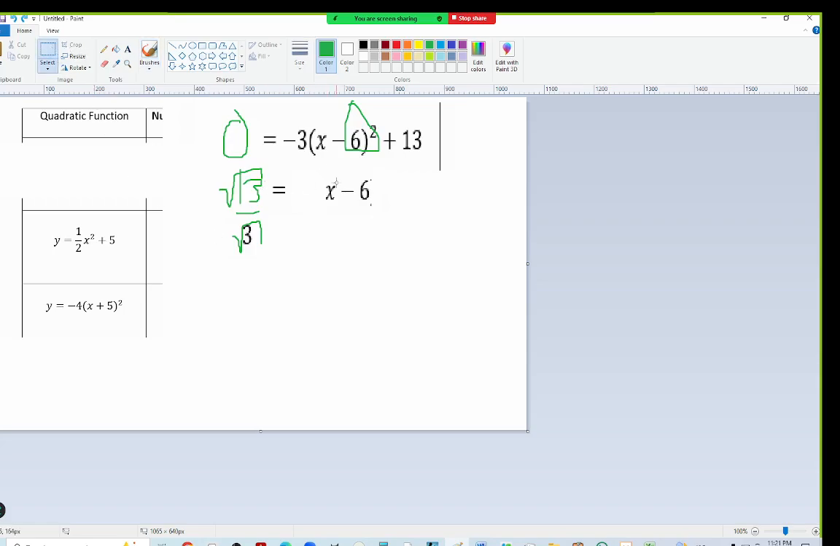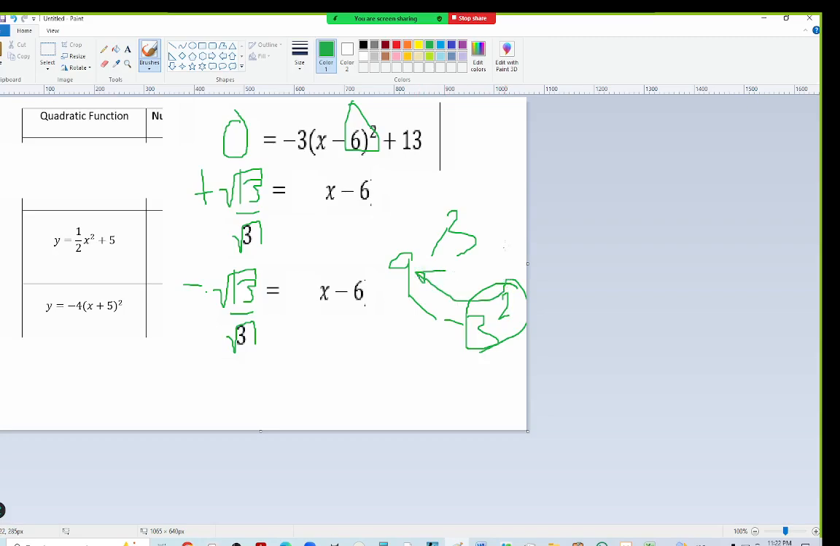Once I do a square root, plus or minus. One of them is plus, and one of them is minus. And that is because the square root of 9 can either be 3 or minus 3. If I square minus 3, I also get 9. If I square 3, I also get 9. So that means the square root can be minus 3 or 3. So I've got this now.